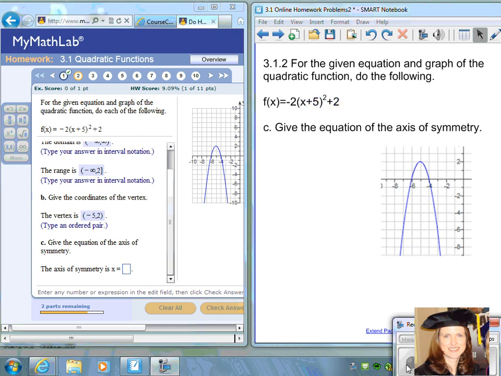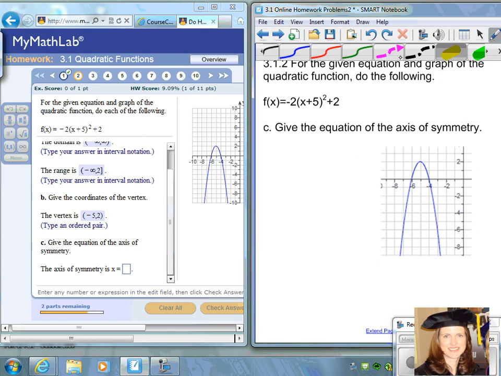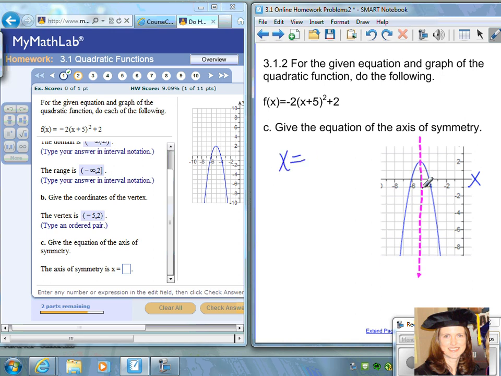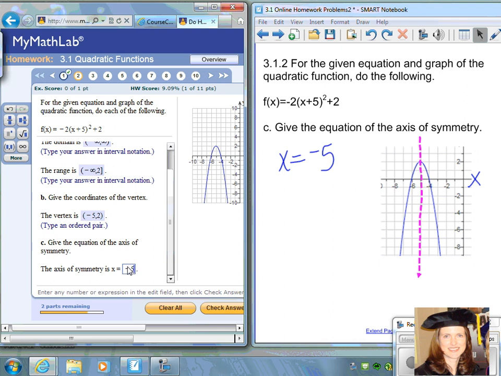For part C, we want to give the equation of the axis of symmetry. Again, that axis of symmetry is that vertical line that goes right through the vertex, that cuts the parabola in half from left to right. It's a vertical line. It only goes through the x-axis, so the equation is going to be x equals wherever that vertical line crosses, and it's going to be -5. X equals -5 is the axis of symmetry.